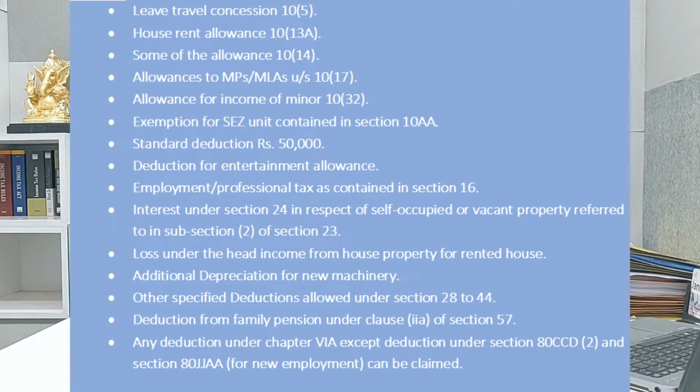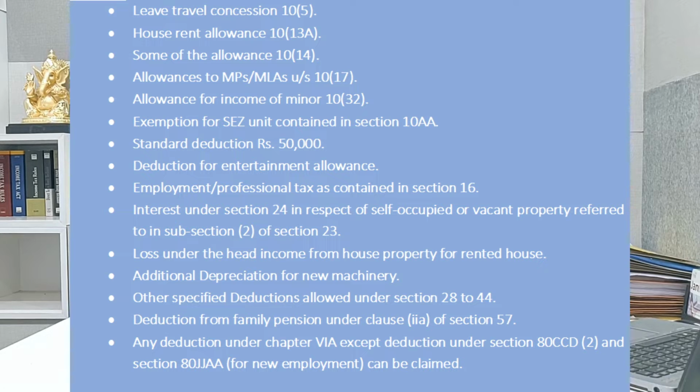So what are the conditions for availing these reduced tax rates? There are various conditions attached to this section. According to this section, the assessee cannot avail any exemption or deduction except a few as provided under this section. So as per this section, you cannot avail leave travel concession as specified under section 10(5), house rent allowance as allowed under section 10(13A). This is the most common exemption availed by the salaried person.